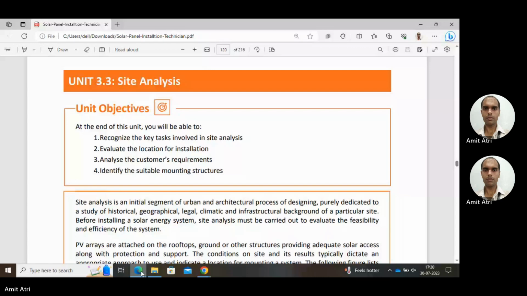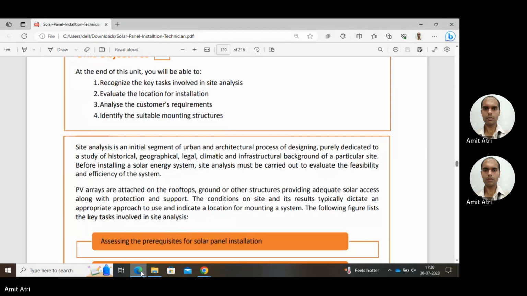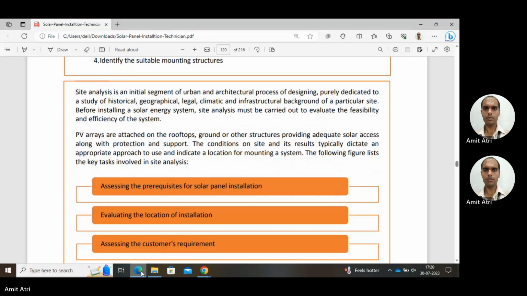We will discuss unit number 3.3, that is site analysis in the solar PV installer course. The site analysis is an initial segment of the urban and architectural process of designing. Initial means we have to begin with the site analysis itself.